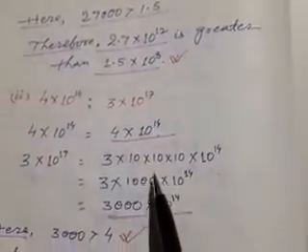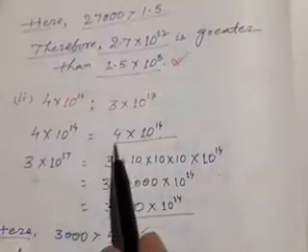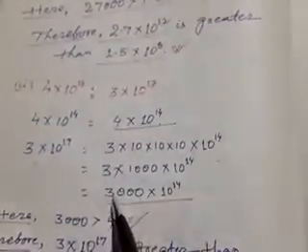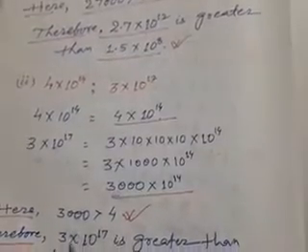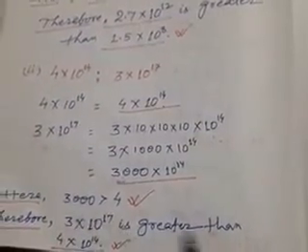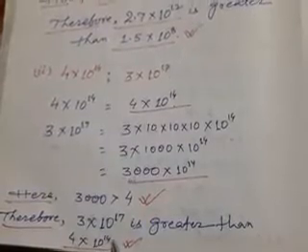Here we compare that one number is 4 and the other is 3000. So 3000 is greater than 4. Finally we write 3 into 10 to the power 17 is greater than 4 into 10 to the power 14.